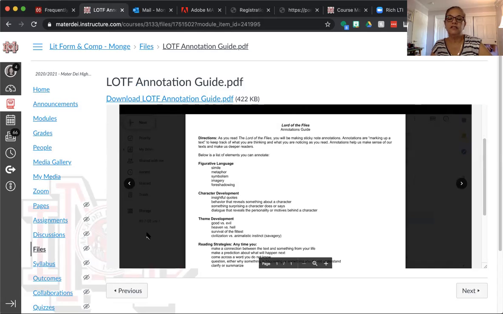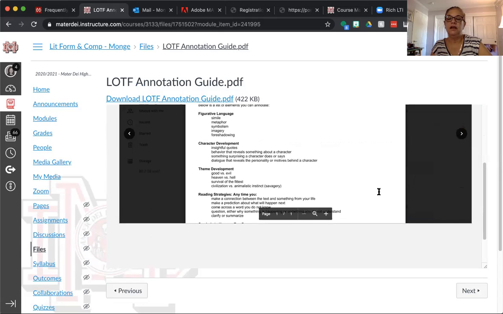Figurative language, character development, theme development, all of these things. So make sure you read this while you're reading the book. Now, as you go through the PlayPosit, it does give you places that you should note and take notes on, but you should also be taking your own notes on different things, especially with the characters and the imagery that goes with that.